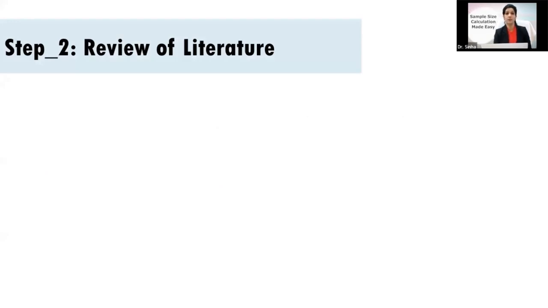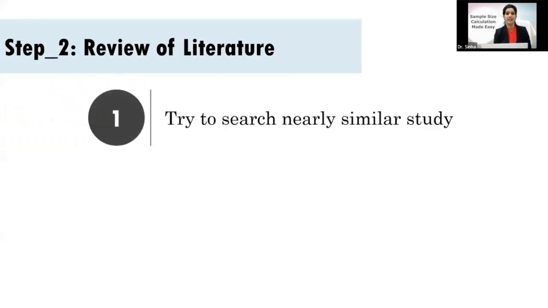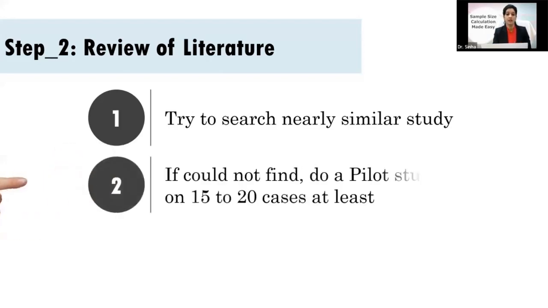Now the second step was the review of literature. Why do we do review of literature? Basically we do the review of literature to find a similar study which has been done already on our research question, because then we will be able to identify what the outcome was in that particular study, based on which we can calculate the sample size.